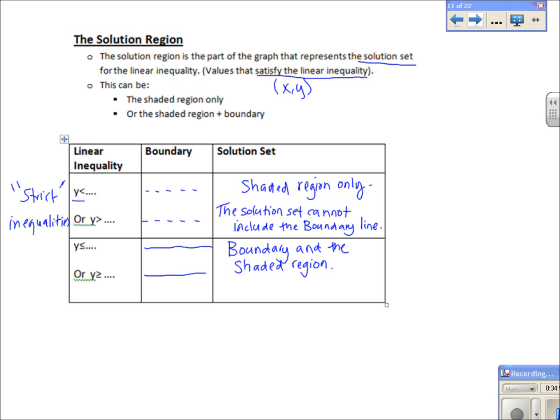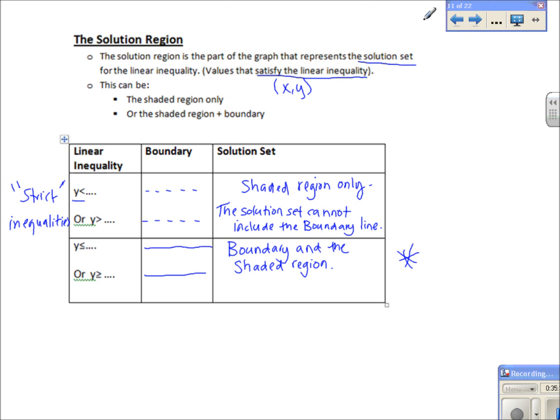So that means that there's many possible solutions. A linear inequality doesn't have one solution. There's many possible values of x or y that could satisfy that linear inequality. If it is an inequality like this, on the bottom, y is less than or equal to or greater than or equal to, then those values could be on the boundary line and they could also be in the shaded region. However, if it's a strict inequality, they can only be in the shaded region. The boundary is not part of the solution set.